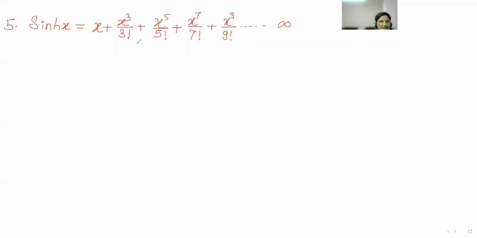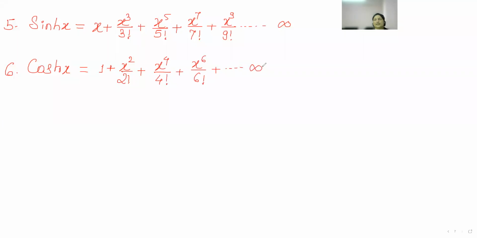Okay. Then next one, cos hyperbolic x. Cos hyperbolic x: 1 plus x squared by 2 factorial plus x raised to 4 by 4 factorial plus x raised to 6 by 6 factorial, plus so on up to infinity.